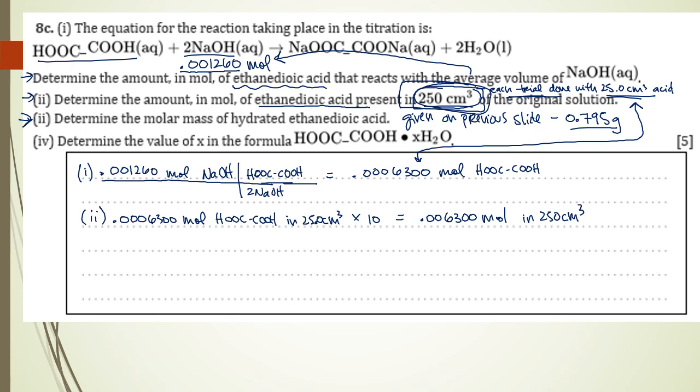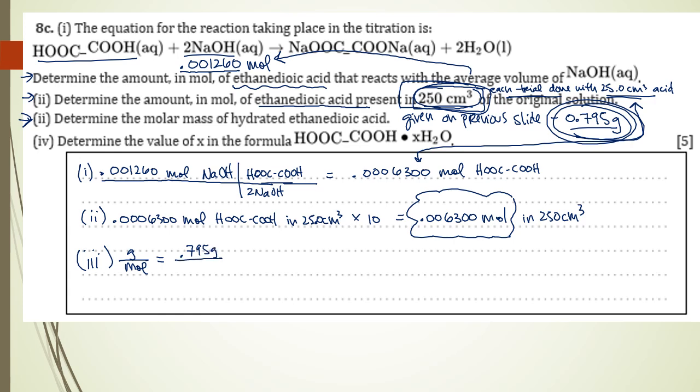So remember that from the previous slide, we added 0.795 grams, and I see here that we have 0.006300 moles in 250 cubic centimeters. So if I do molar mass, remember that molar mass is grams per mole. If I take my grams, again, this was given to me in the question on the previous slide, 0.795 grams, and divide that by the number of moles that we just figured out, 0.006300 moles, then my molar mass in grams per mole is easy peasy division.